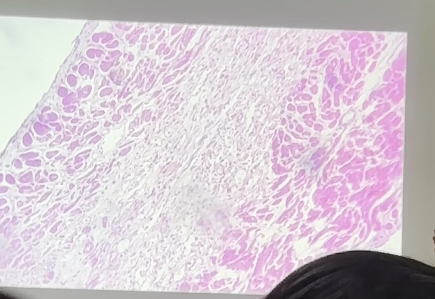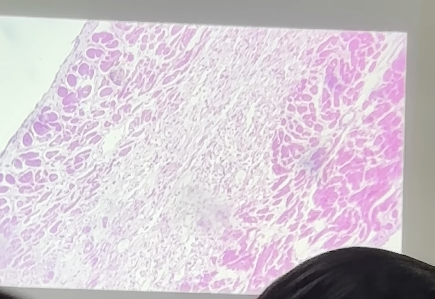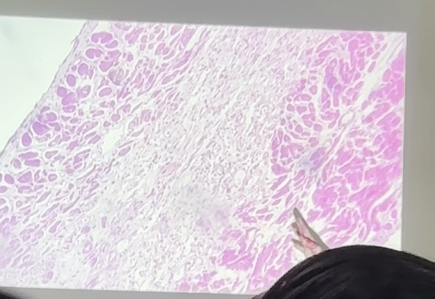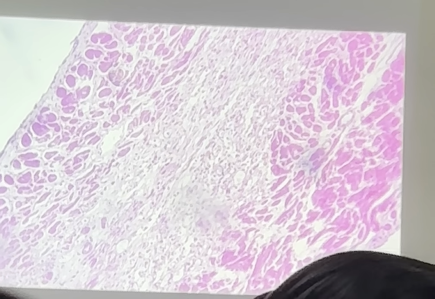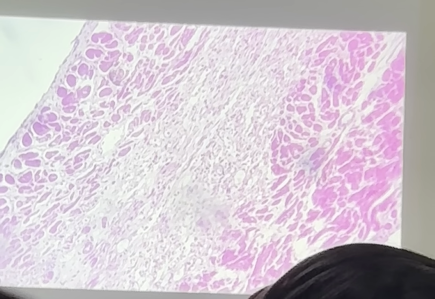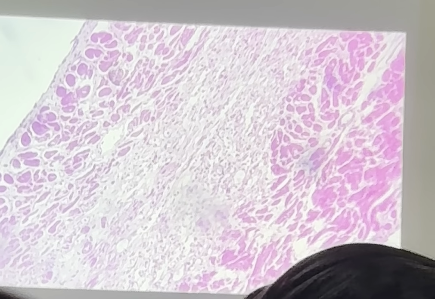is collagen. That's scar tissue. Okay. So this was an area that had probably a heart attack in the past, but has since then scarred and healed. So that's scar tissue. So this is what happened in a myocardial infarction.